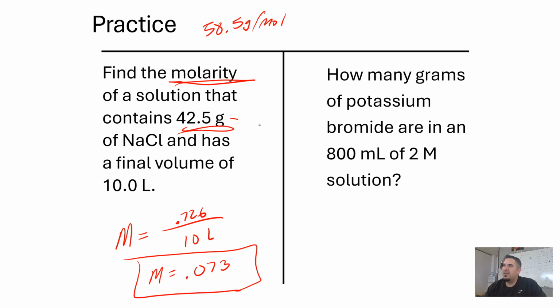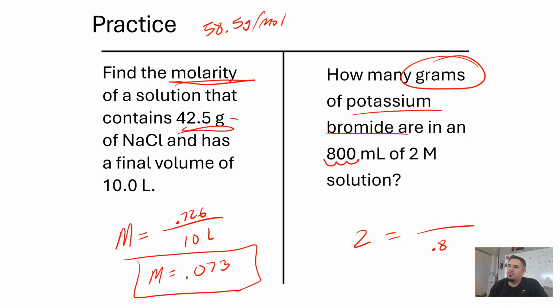All right, let's go ahead and solve the next one. How many grams of potassium bromide are in 800 milliliters of a 2 molar solution? They're asking for grams, but we can solve for moles first. So we have a 2 molar solution, and that's going to be equal to x over 0.8 liters, because all we have to do is move our decimal point over 3 spaces. Then we can solve for x. We multiply both sides by 0.8, this goes away, so x is equal to 1.6, and that's going to be moles.